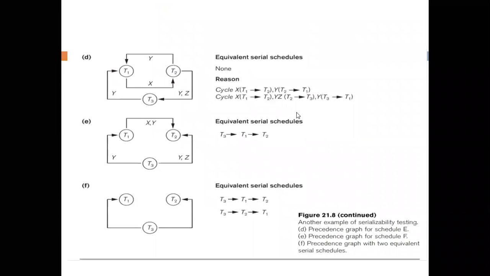So the final graph will look like this, and if you look at this graph, there is a cycle over here. So if a cycle is there, we can say that it is not serial.